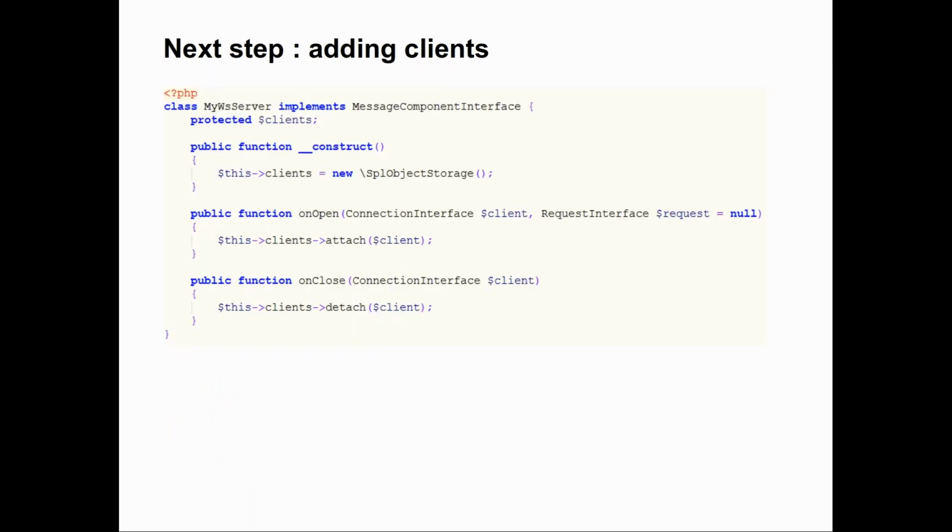We can extend that a little bit. Our class that we had before, I have a property clients here, and it's going to be an SPL object storage. And whenever somebody connects to our WebSocket server, I'm going to add that client to my list of clients. And whenever that person disconnects, I'm going to remove it from the list. Okay, so now whenever someone connects, we add it to the list of clients. Great.